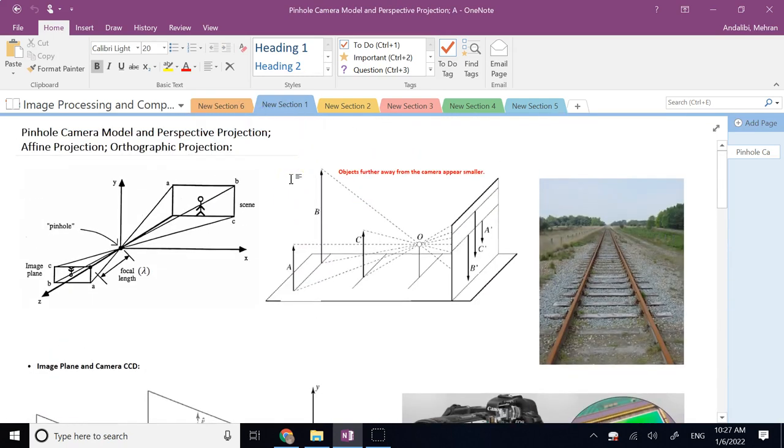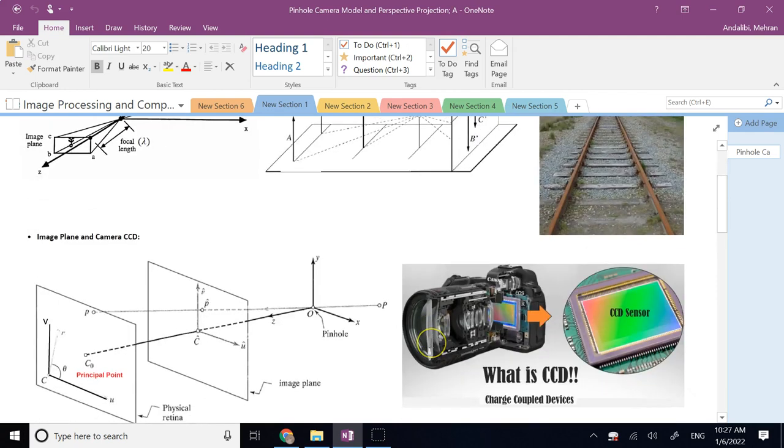And by the way, when we're talking about image processing here, we talk about digital image processing. We are not talking about analog images. We talk about digital images, which is about 99% of the images you see around you. And you have to know how the world is projected onto this CCD, how the projection is happening.